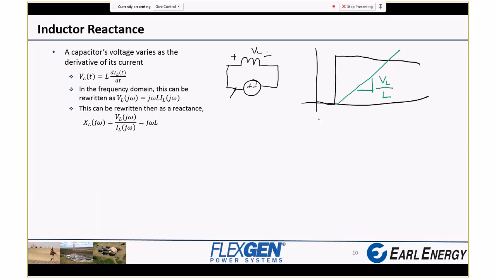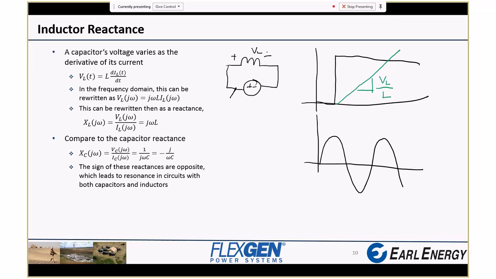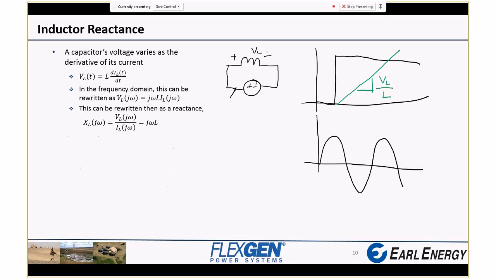When this voltage source is a sine wave instead, the current through the inductor will also be sinusoidal. It will be a negative cosine. Just imagine in your head that this is perfectly 90 degrees out of phase.